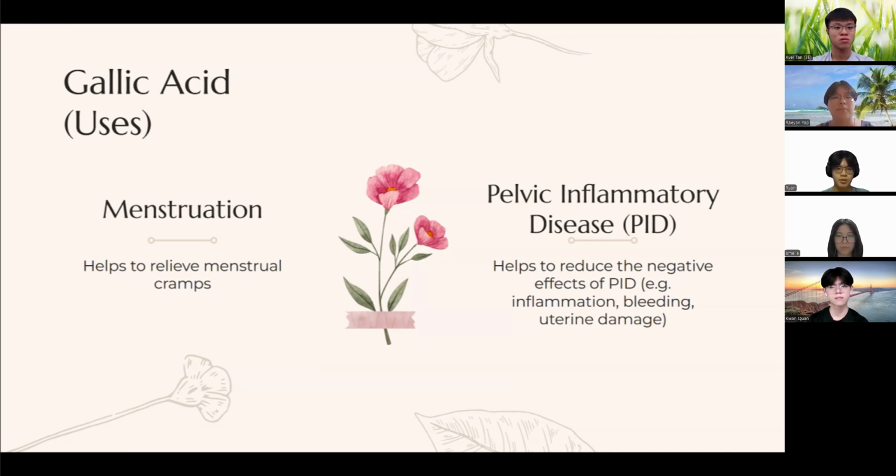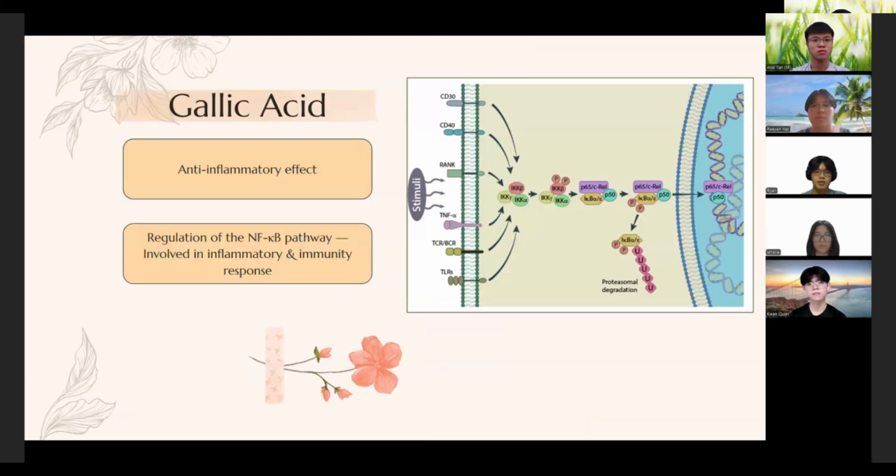Now, the uses for gallic acid in Labisia pumila extract are mainly for menstruation, by helping to relieve menstrual cramps, and to treat pelvic inflammatory disease by helping to reduce the negative effects such as inflammation, bleeding, and uterine damage. And how does gallic acid do this? It's through its anti-inflammatory effect, and it achieves its effect through the regulation of the NF-kappa B pathway, which is involved in inflammatory and immunity response.